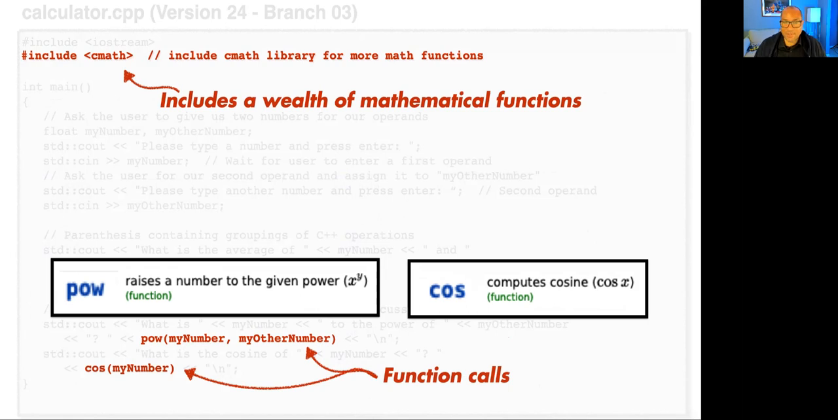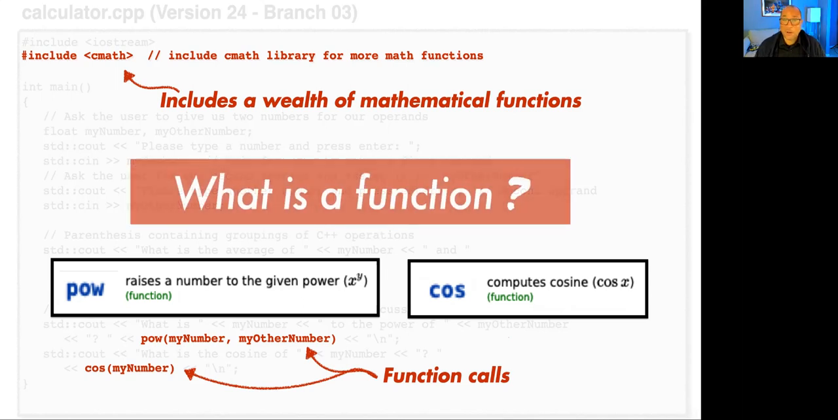To take some examples of this, we have power and cosine. We should note that in order to use them, what we apply is something called a function call. A function call basically says that there's some other code somewhere else that we're going to pass execution to, saying, go do this thing for me, and then come back and give me a result. But we haven't talked about what functions are. So a logical question is, what is a function? What are these things doing? Why is that what's used in code?